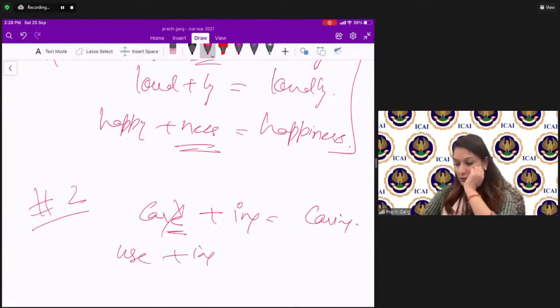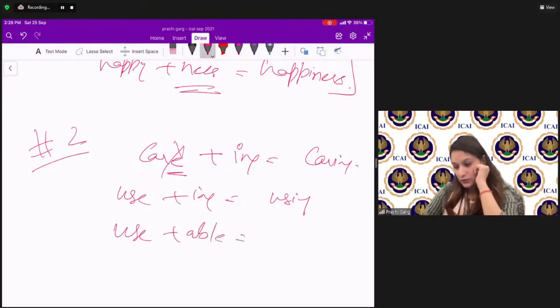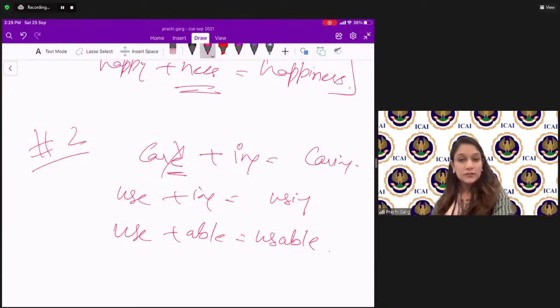Use plus ing, using. Clear? Okay. And if you're also using able, again, you will drop the e. Use plus able, you get the word usable. Clear? So good so far.